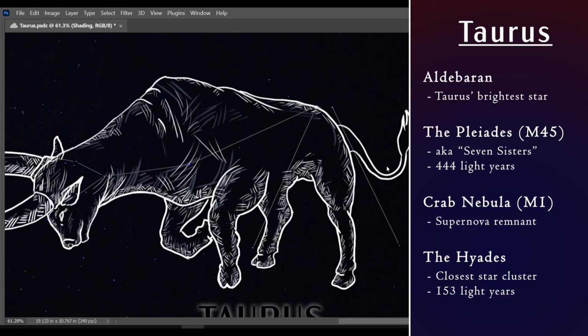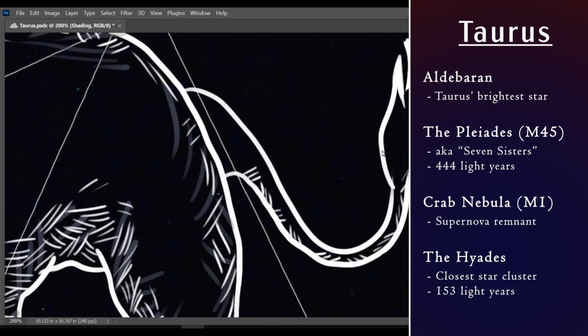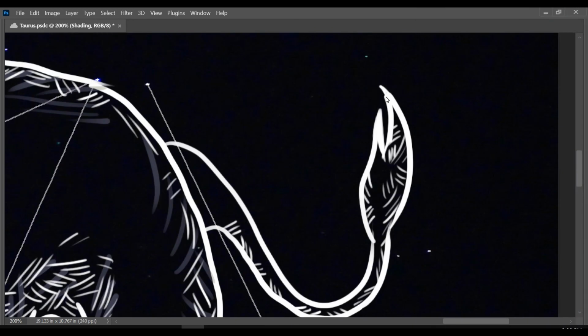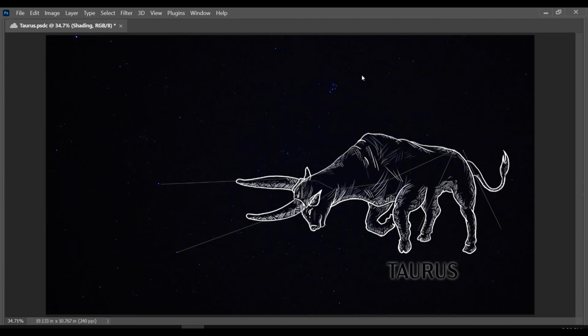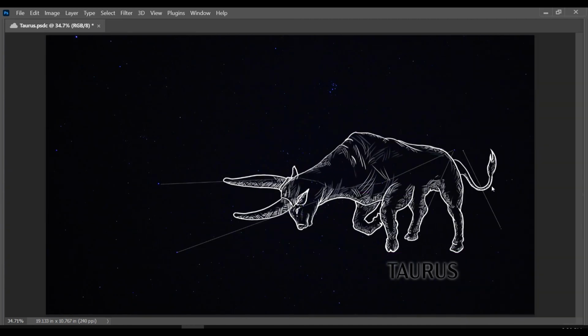Those are the top four that stood out to me that I like to look for as I am scanning the night sky. I believe there are some other things you can find in Taurus, but that's all for now.